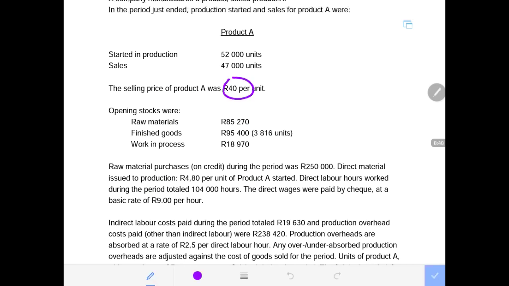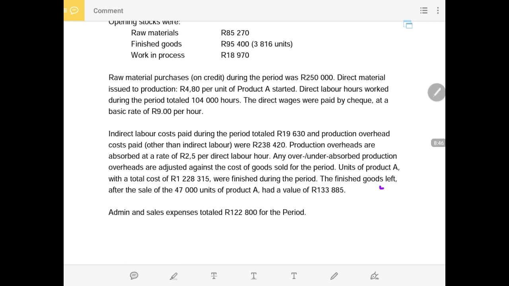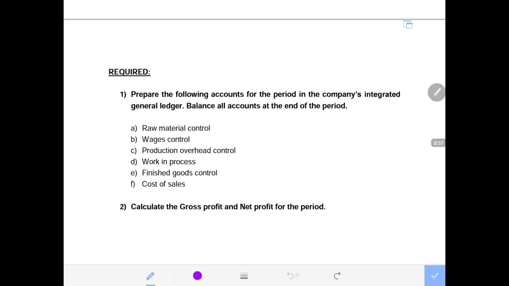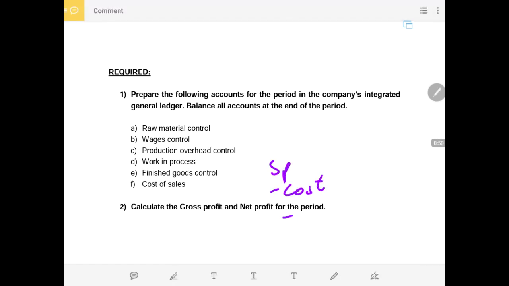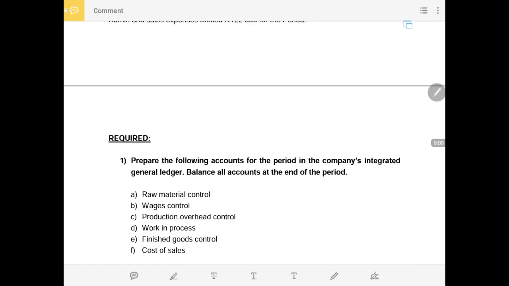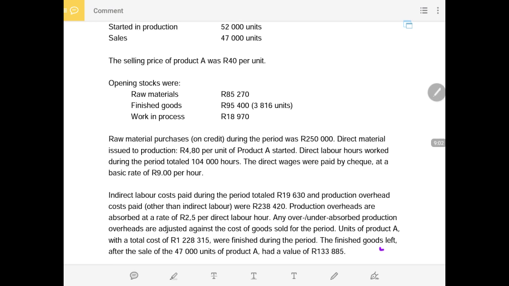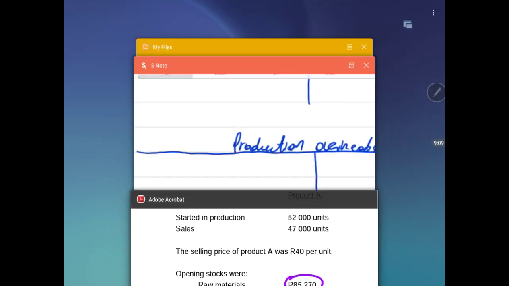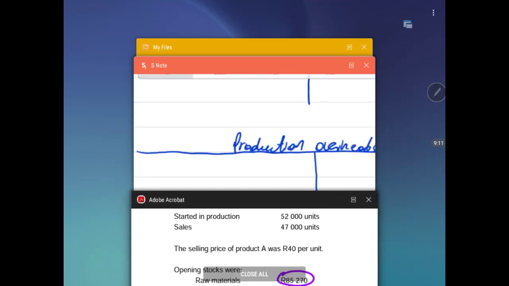Remember, the 40 rand selling price and the units sold will be used when we respond to the gross profit or net profit, which is the selling price minus cost of sales, then gross profit minus any other non-production costs. We will use that later, but the opening balances can be recorded at this point. 85,270 is the raw material opening balance.